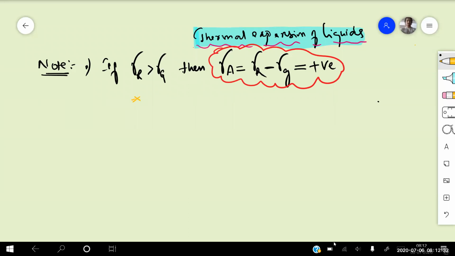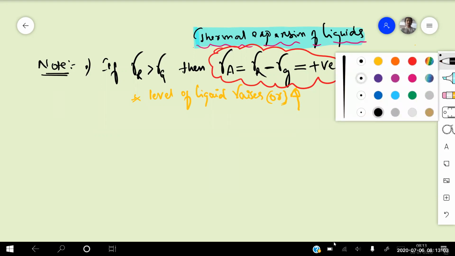So for this one, if I'm writing a point right now, the level of liquid rises in this case. Now directly I can keep it like this: it is increasing. So if gamma r is greater than gamma g, then the coefficient of apparent expansion is equal to real expansion minus glass expansion. That is positive. Therefore, the level of the liquid will be increasing. Clear for everyone?